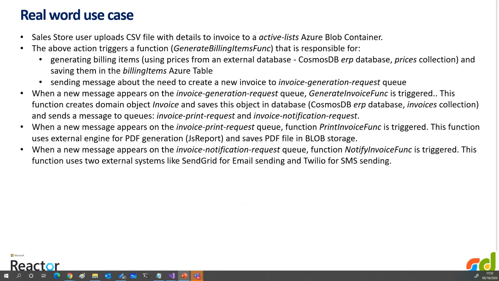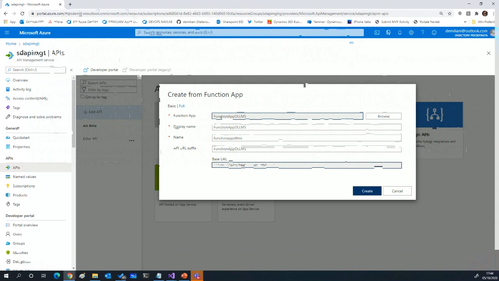When this file is loaded, a blob trigger function is triggered. This function is called generate billing items. This function is responsible for generating billing items by going to a Cosmos DB database and retrieving the prices of the items ordered by the store. These billing items are saved in the Azure table. Then it sends a message for creating a new invoice to a queue in the cloud called invoice generation request.